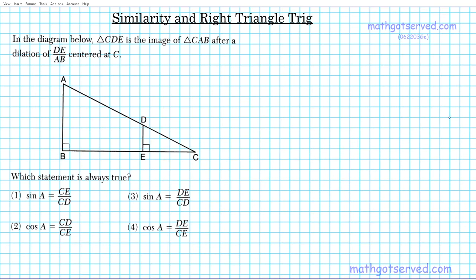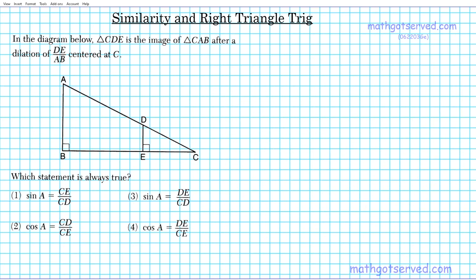relationship between similarity and right triangle trig. The question reads: in the diagram below, triangle CDE is the image of triangle CAB after a dilation of DE over AB centered at C. So this smaller right triangle right here is the image after the bigger triangle has been shrunk. The dilation factor is DE over AB. Question: which statement is always true?